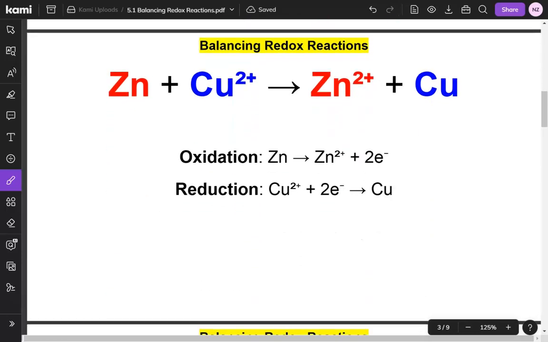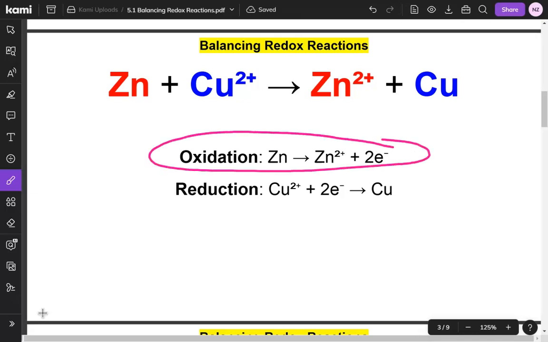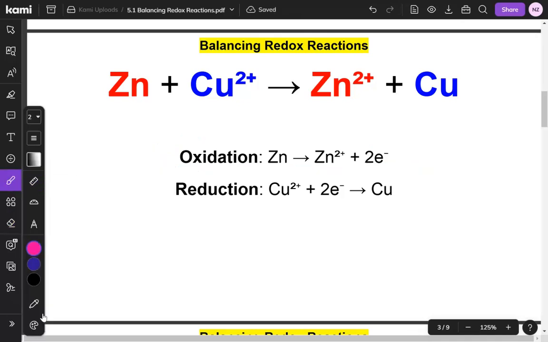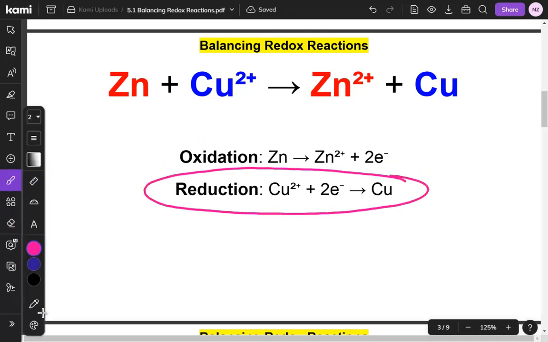Here's an example of a redox reaction, and we've split it into two half reactions. So we have our oxidation reaction. So electrons are being lost. So you'll notice electrons are on the product side of the reaction. And then we have our reduction reaction. Reduction is where we're gaining electrons, and you'll notice the electrons are on the reactant side of the reaction.